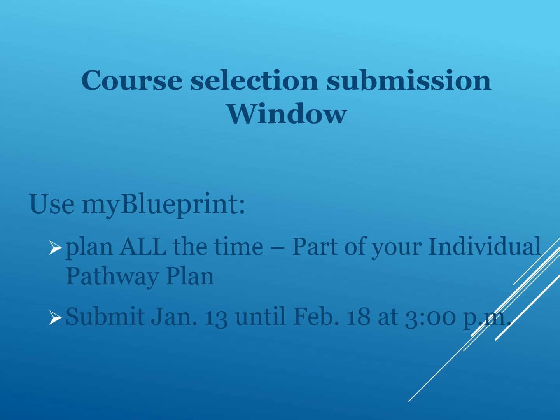The other feature that you should use in My Blueprint is the graduation indicator. You should check your plan to make sure that the courses you select will get you to graduate in the year that you want to. There are other research features that you can use. You can find out about post-secondary programs. You can find out about occupational information in My Blueprint as well.